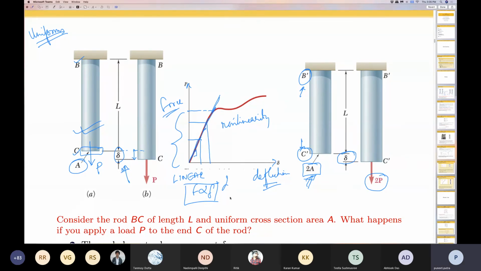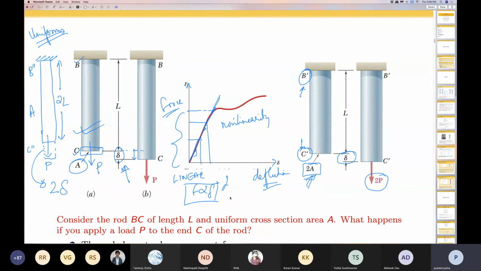Okay, so take another situation. In the next situation, we have over here a bar, which I am drawing. Let this bar be called B double dash C double dash, and let this bar be subjected to a force P. It is made up of the same material as BC. It has the same cross-sectional area as BC, but now it has a length of 2L. So you see, when I perform an experiment with this configuration, I would observe that the end C undergoes a deflection value of 2 delta.